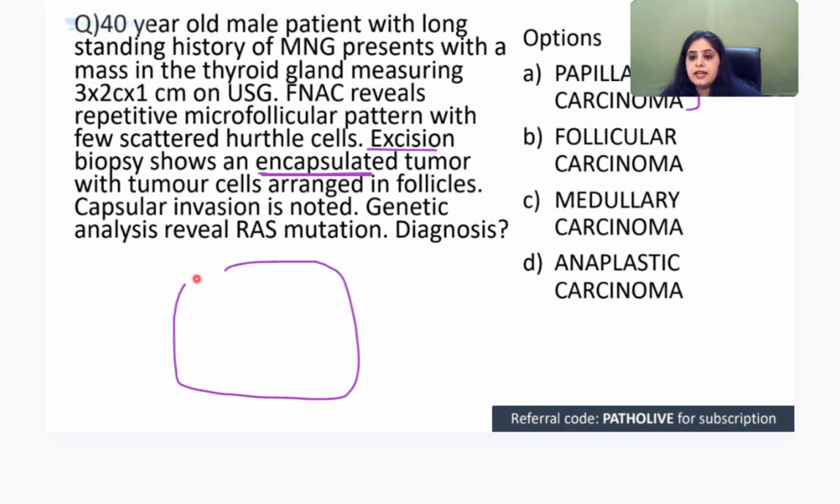So if this is the thyroid gland, this is the tumor. Encapsulated tumor, and the capsule is being broken over here. Moreover, there is a RAS mutation noted. This is a classical case of follicular carcinoma. So first and foremost, let's come to the slide edition.